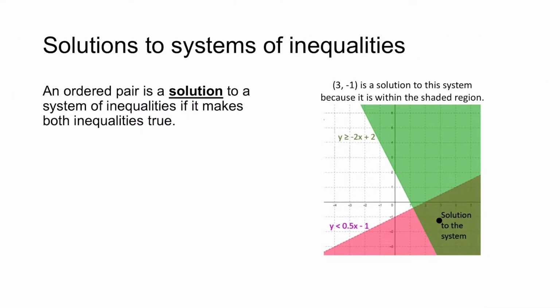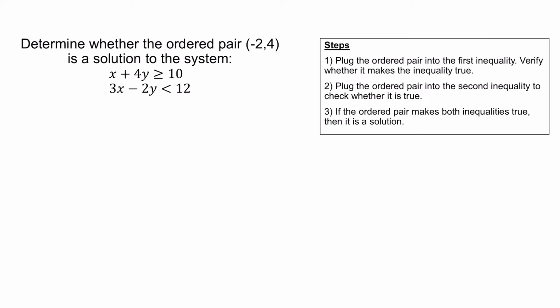So an ordered pair is a solution to a system of inequalities if it makes both inequalities true. So for example, here you can see that (3, -1) is a solution to the system because it does fall within the overlapping region. So let's first determine whether the ordered pair (-2, 4) is a solution to this system. Remember, (-2, 4) gives us an x value and a y value. So what we're going to do is plug it into each inequality to see whether it makes the inequality true.